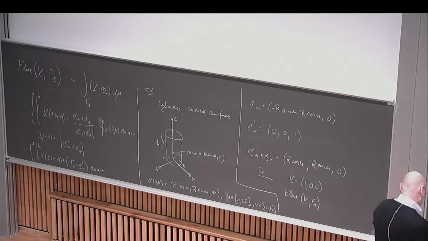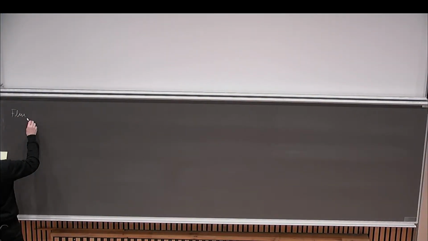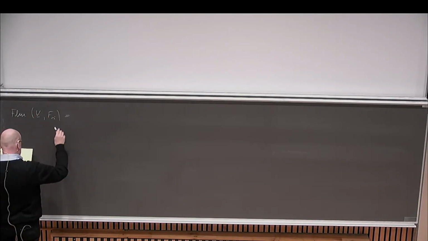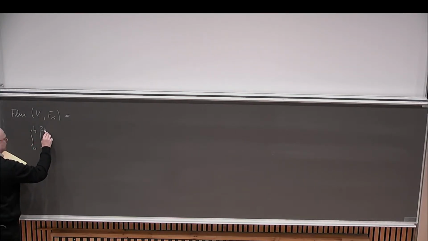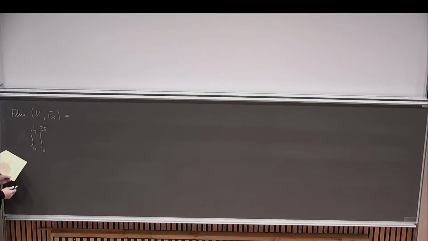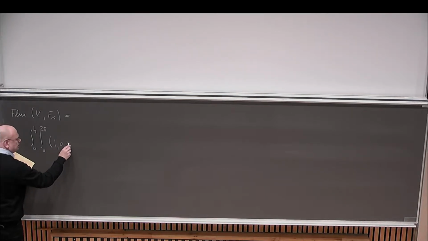So let me write down the flux here. The flux of the vector field with respect to Fr. This is the integral from 0 to h, and then from 0 to 2 pi. This is the parameter interval. And then I should have the vector field, which is this constant vector field, 1, 0, 0.